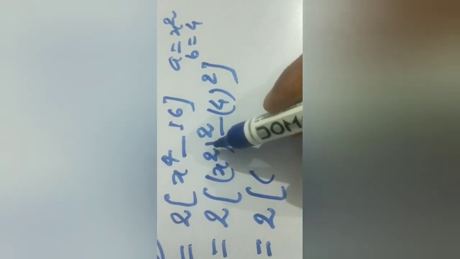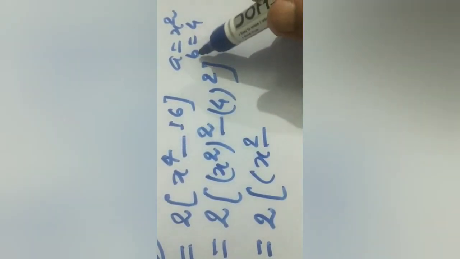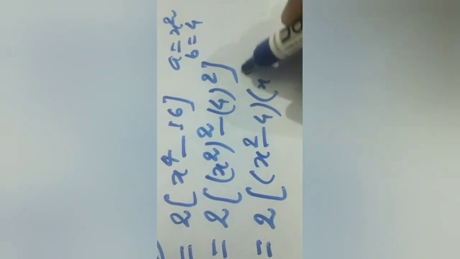At the place of a here, your a is x square and b is 4. So a square minus b square is equal to a minus b into a plus b. So let us factorize it. Write here a plus b, a minus b, that is at the place of a you have to write x square. So write here x square minus b. At the place of b you have to write 4, and then in another bracket you have to write a plus b. So x square plus 4 will be here.